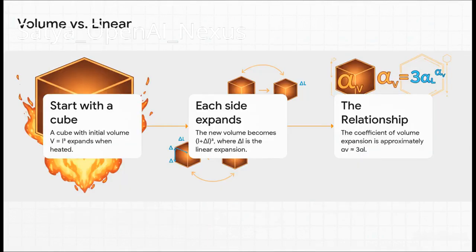Now here's a really cool and useful trick. We can easily connect volume expansion to linear expansion. Just imagine a cube expanding, right? Each of its 3 sides, length, width, and height, gets a little bit longer. When you work out the math, it leads to this super simple relationship. The coefficient for volume expansion is just about 3 times the one for linear expansion. It's a fantastic shortcut to remember for exams.